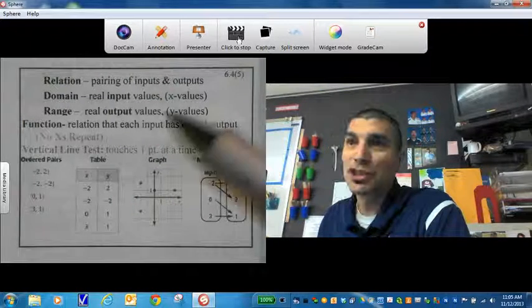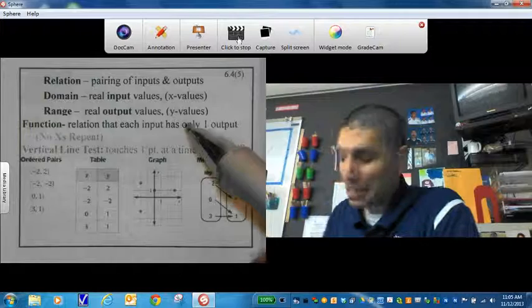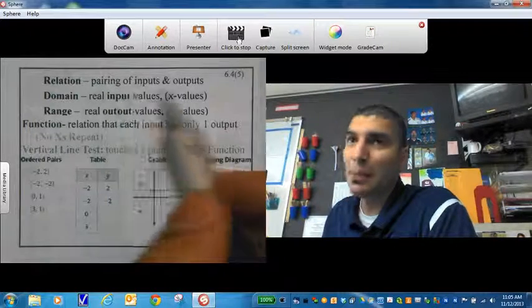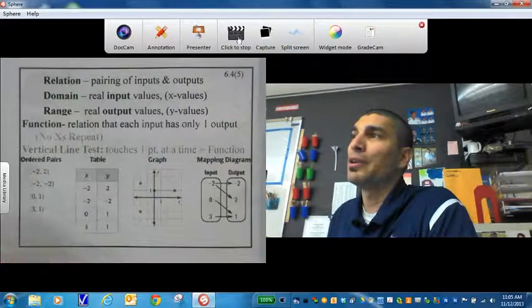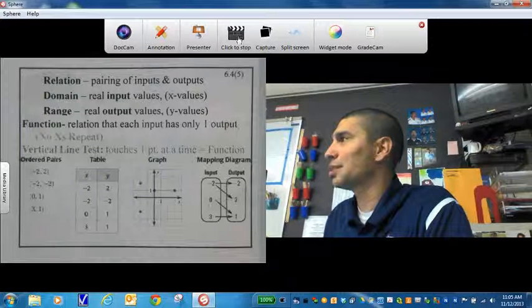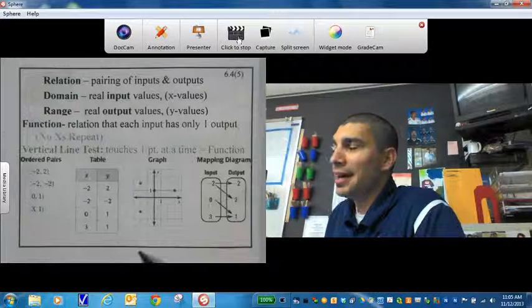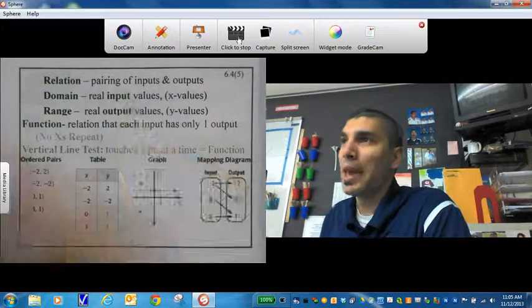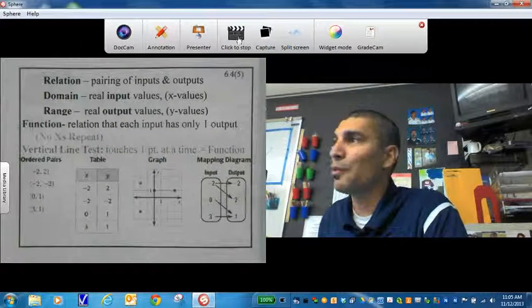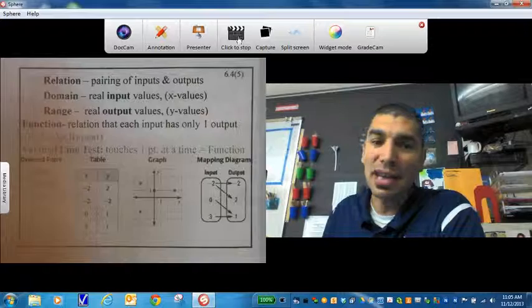functions are, what is a relation? A relation is a pairing of inputs and outputs. It's when you have a relationship with another person. You guys know what that means. When I think about relations, they're just pairs of things. A relation is any pairs of anything.